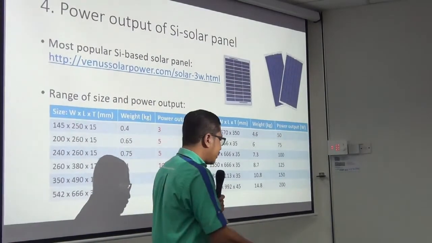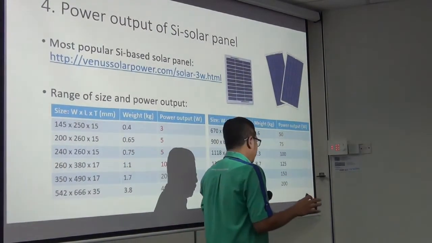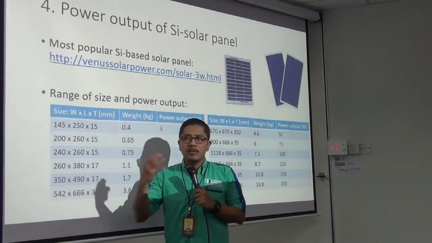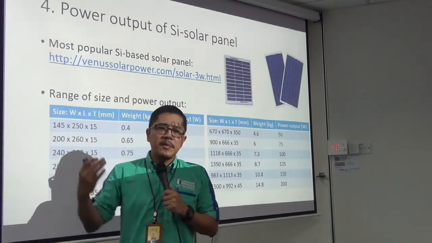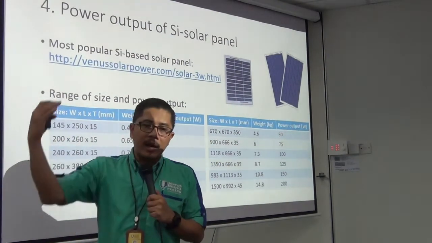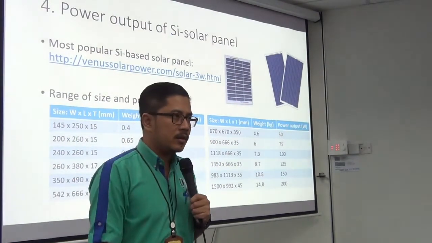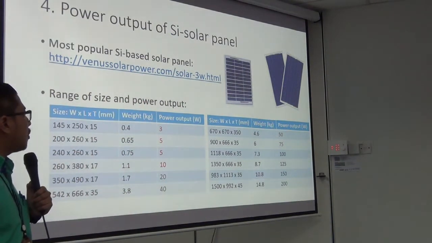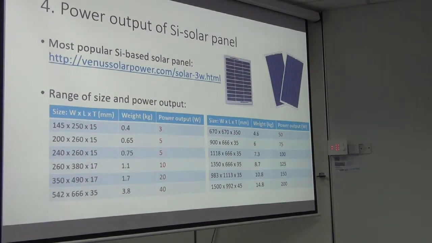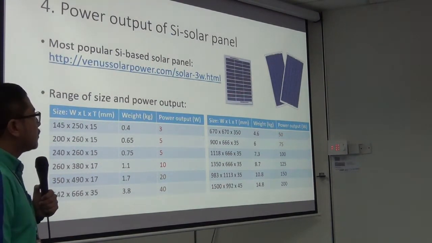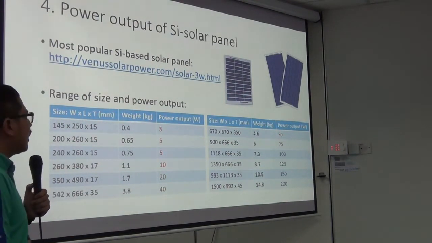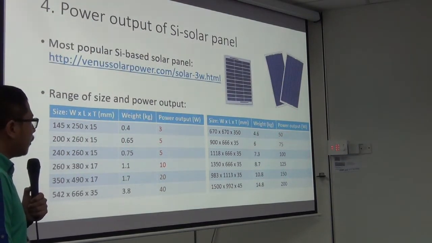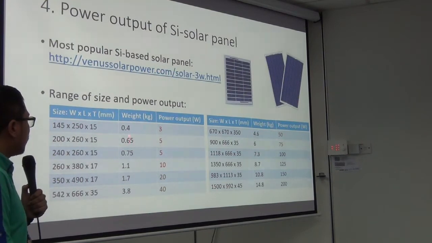Why do we need to know the weight? Because sometimes we want to attach the solar panel to our aquaponic system. So if the solar panel is too heavy, and we place the solar panel higher than the aquaponics, it is dangerous, because wind might blow away our solar panel. Because they are in the shape of a plane, they are less aerodynamic, so it is quite dangerous. The weight as well.